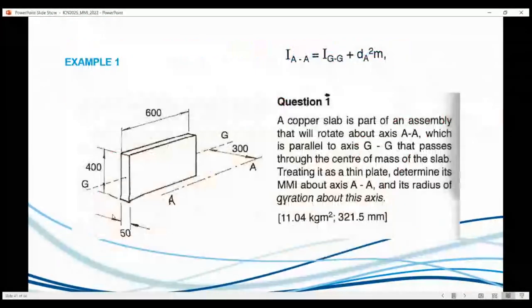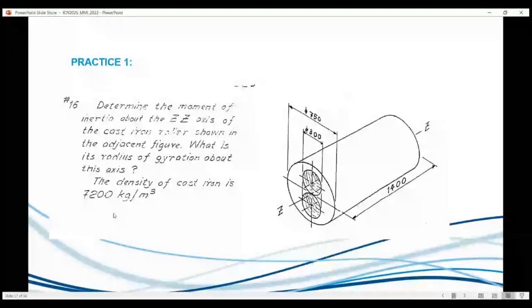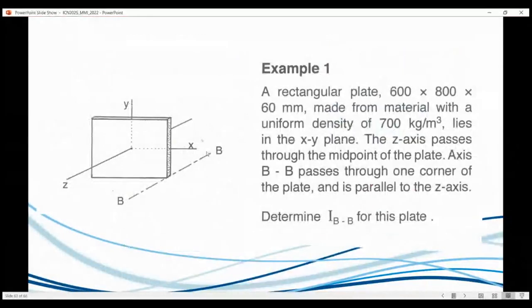Okay, so it's not difficult. It's just a matter of relating one axis to this one. So this is a cool one. I'll tell you why I like it. We are required to find Ibb, right?